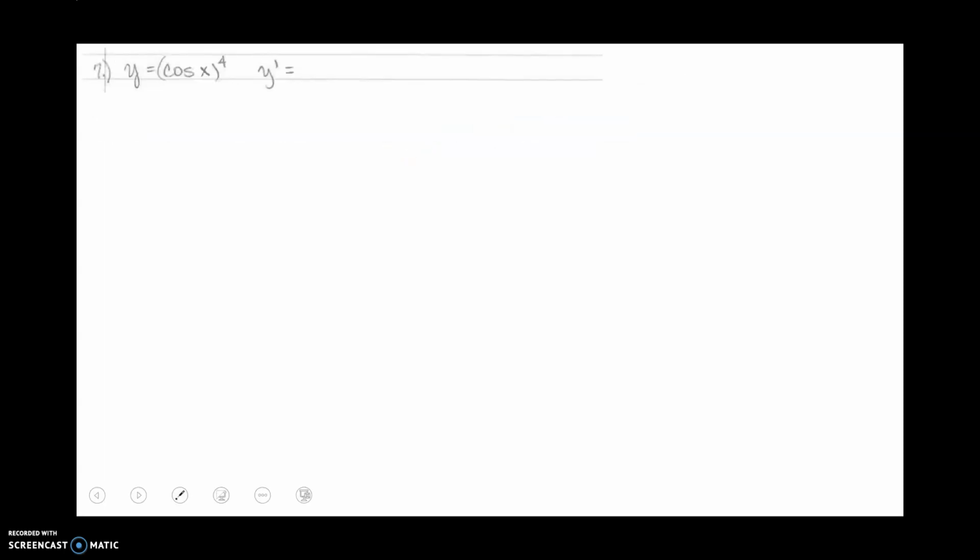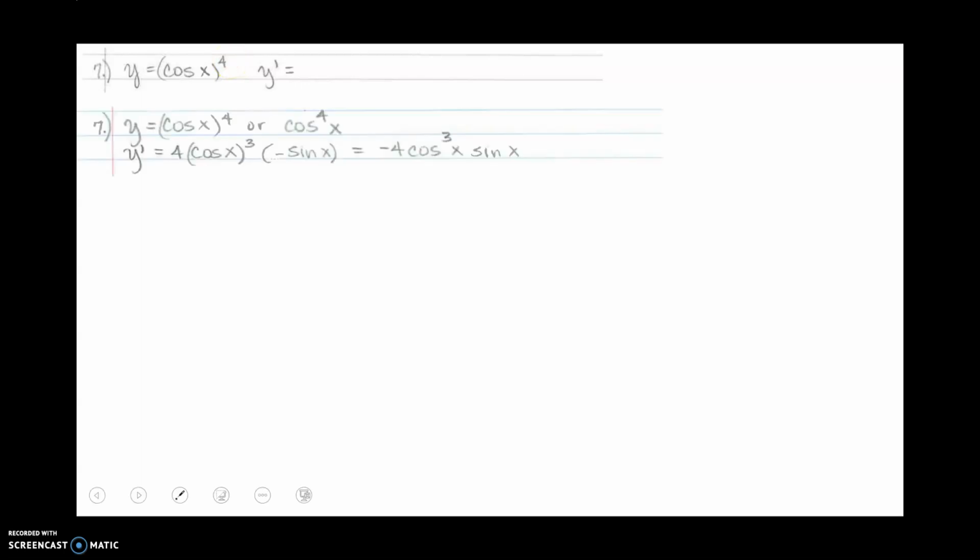All right, for number 7, if you take the derivative of anything to the 4th power, it's going to be 4 that thing to the 3rd. You pull the 4 out in front, and then reduce the exponent by 1. And then we're going to take the derivative of the inside function. The derivative of cosine is negative sine. So that's going to give us a negative 4 cosine cubed x sine x.